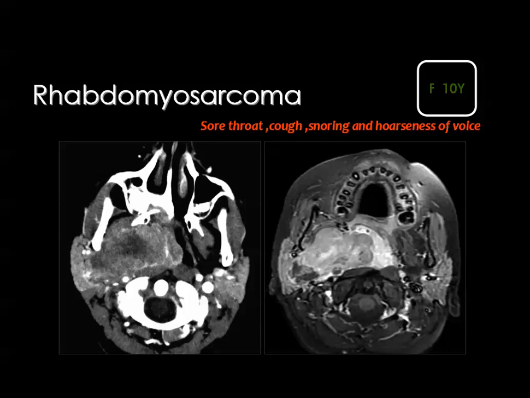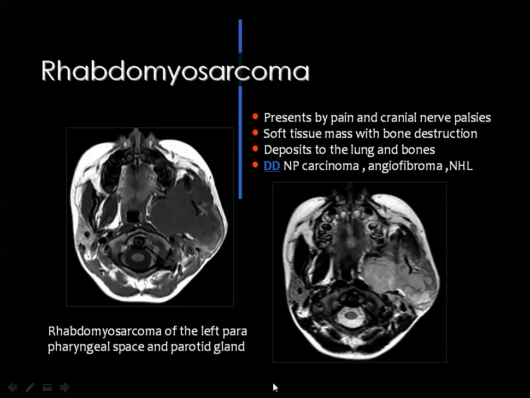As you have seen before, lymphomas are usually associated with bulky metastatic lymphadenopathy, but rhabdomyosarcoma usually spreads by the bloodstream. It gives hematogenous metastasis and is not usually associated with regional lymphadenopathy. Then you may prefer the diagnosis of rhabdomyosarcoma in a child based on the absence of significant lymphadenopathy in the neck. This rhabdomyosarcoma presents with pain and cranial nerve palsies.